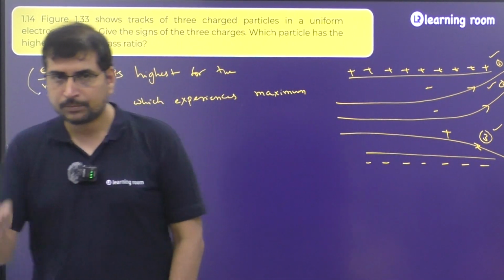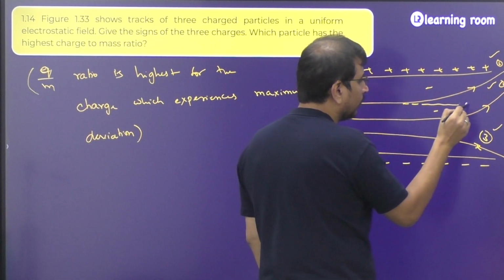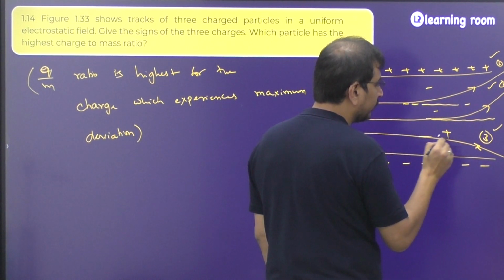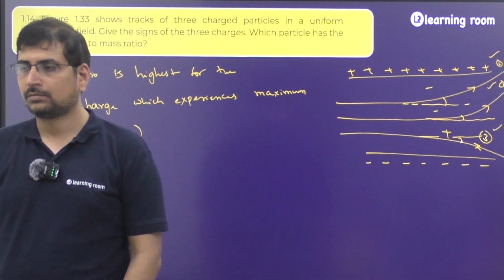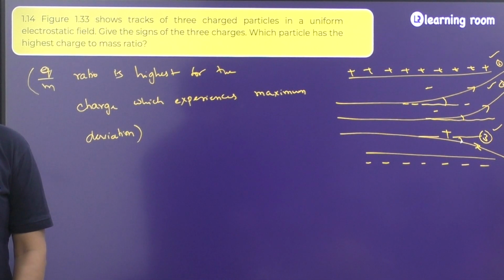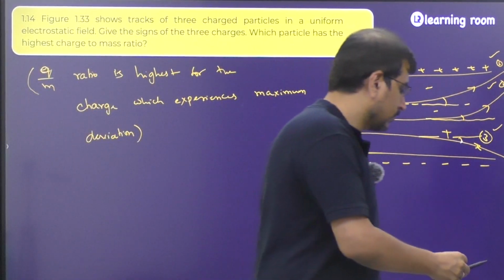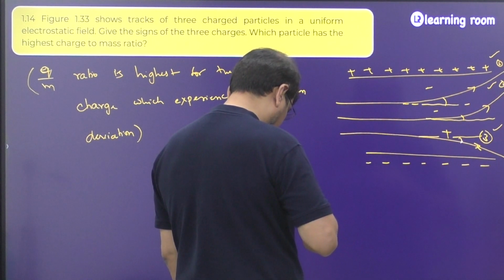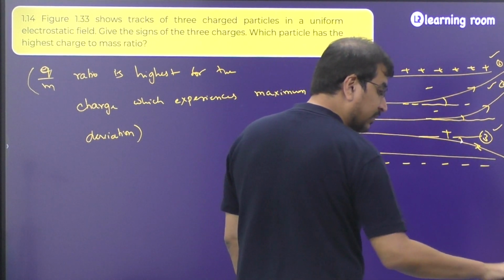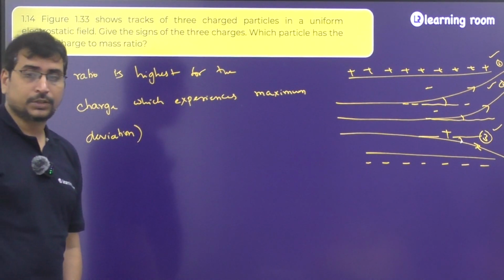How to do that is, in your textbook itself, the horizontal path is there, no? Draw an extended line like this and see which angle is more. That one will be the answer. So initially it is having a horizontal path, no? So which one is experiencing more deviation? That's the answer. Check.